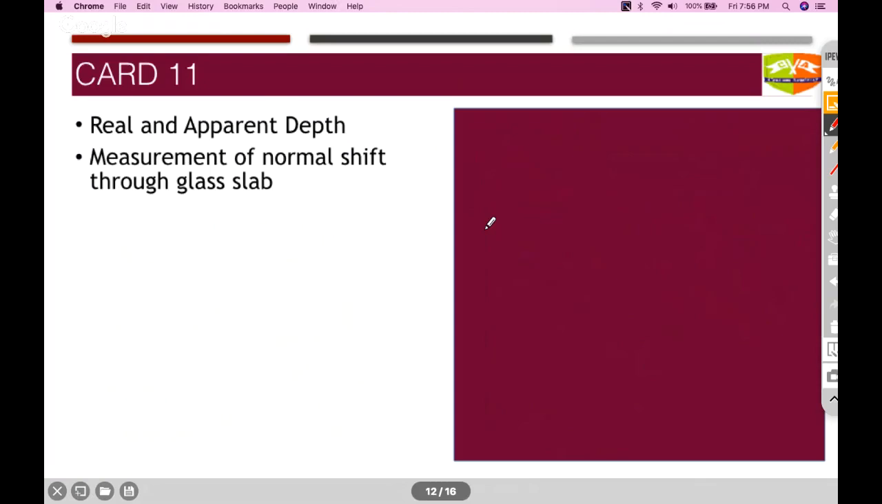So I have named it real and apparent depth, because the depth at which it is appearing is not equal to the actual depth. I call it apparent depth. And the distance between the apparent depth and real depth is known as normal shift. So how do we do it? Try to understand the phenomenon here. The phenomenon is something like this.